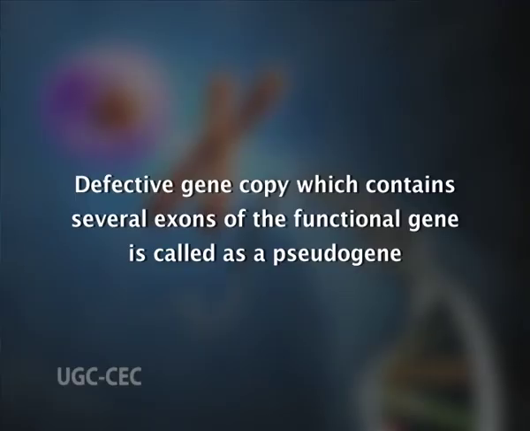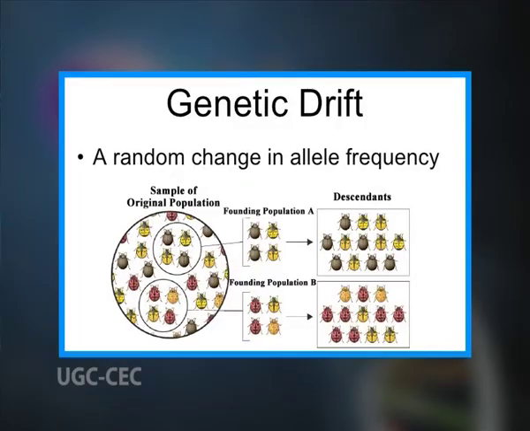Now we'll talk about pseudogenes. In addition to the functional genes, the gene families also have defective gene copies. The defective gene copy, which contains several exons of the functional gene, is called a pseudogene, which arises from gene duplication events that produce two gene copies. One of the gene copies may pick up mutations, that is, genetic drift, to produce a pseudogene.